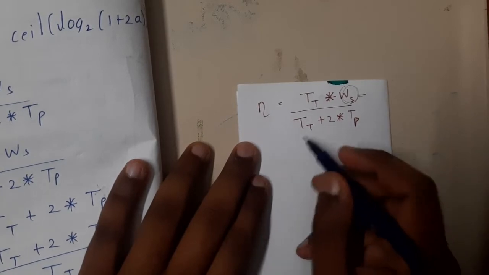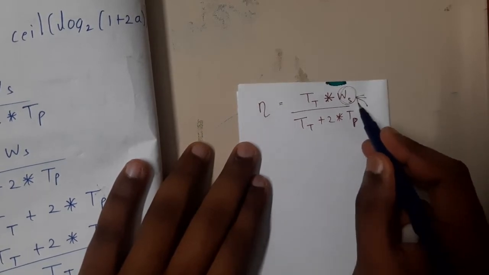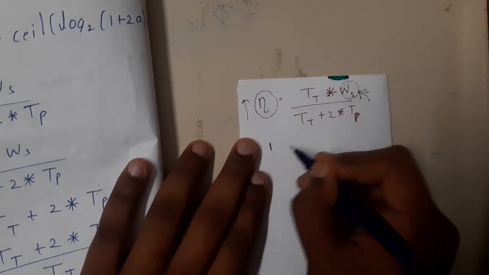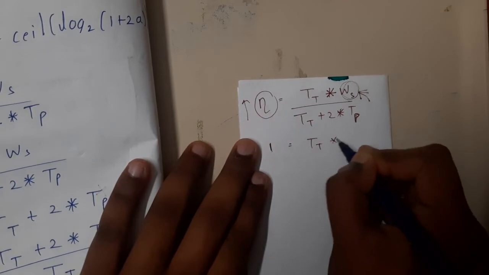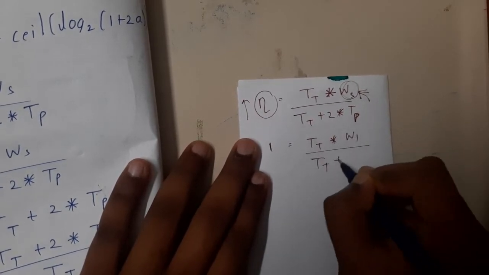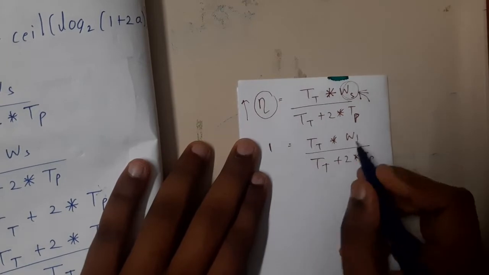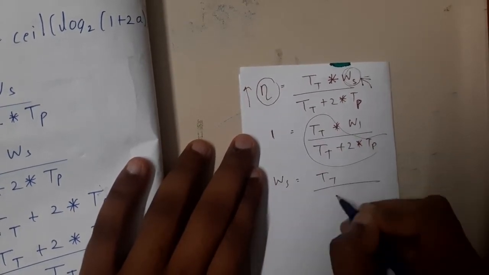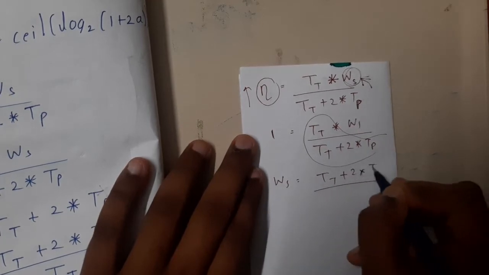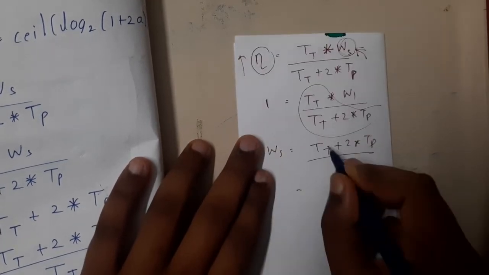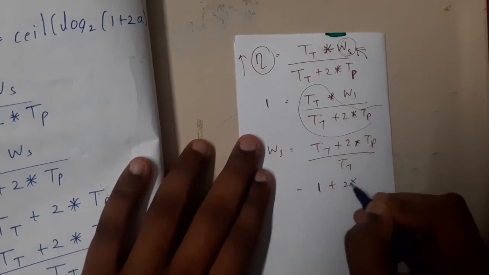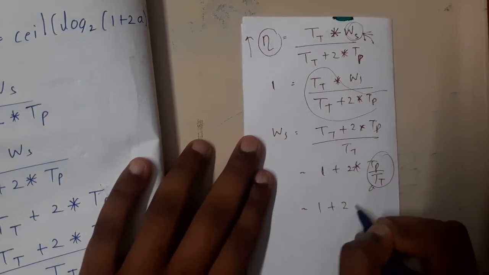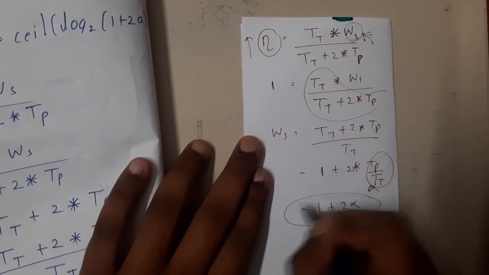for the window size. If we are in search of the best value for the window size, we always want the efficiency to be maximum, right? So let us assume efficiency as 100%. It is nothing but TT into WS by TT plus 2 into TP. Let me send this whole part to the other side. It is nothing but WS is equal to TT plus 2 into TP by TT. If I just cancel it, it becomes 1 plus 2 into TP by TT. If I assume this as a, let us assume it as alpha, it is 1 plus 2 alpha. So this is the window size, right?